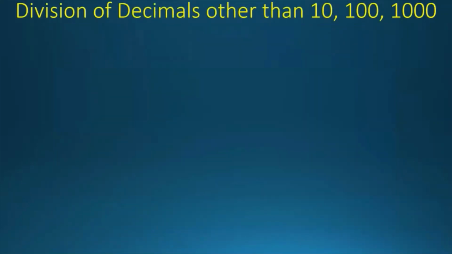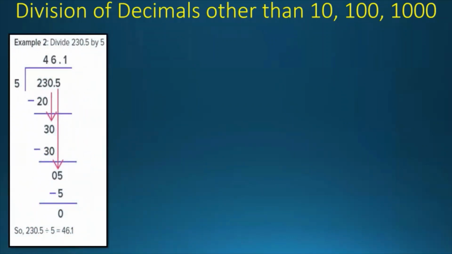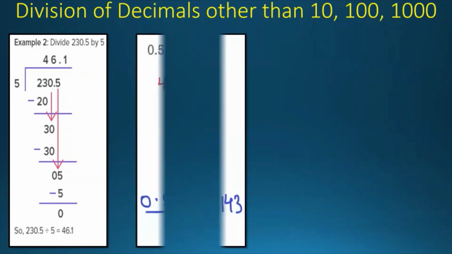Now let's learn about division of decimals other than 10, 100 and 1000. For example, we have to divide 230.5 by 5. We will divide it and we will get 46.1. In this, we just divide normally, and when the decimal point comes in the dividend, we put the decimal point in the quotient. So 230.5 divided by 5 is equal to 46.1.